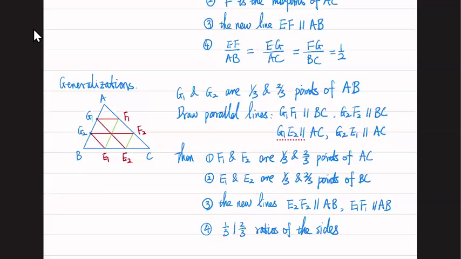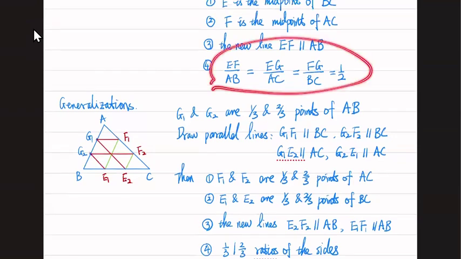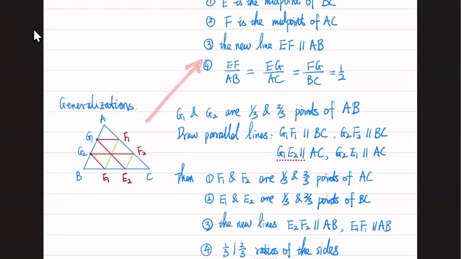Okay, so there's many of them, so I skip it, but you should be able to figure them out. For example, G1F1 should be 1/3 of BC. E1G2, 1/3 of AC. E2F2, 1/3 of AB. It's similar to what we had over there. Just replace this 1/2 by 1/3 and 2/3. This is much more complicated than the previous one, but it can be proved using the same argument.